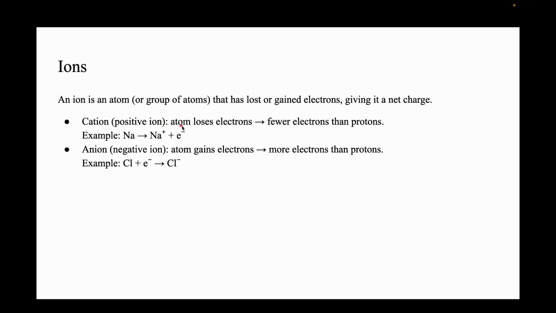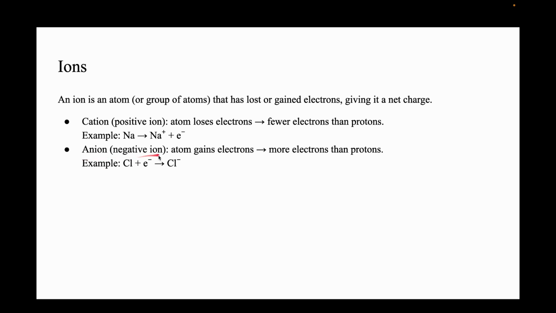A cation is a positive ion. It basically means an atom loses electrons, so it has fewer electrons than protons. An example: sodium, when it loses an electron, becomes a +1 cation, plus e minus, the electron. So essentially, this is the formula. Again, I'm going to go over it in a couple slides, but it's pretty straightforward. I hope I did a good job briefly explaining it here.